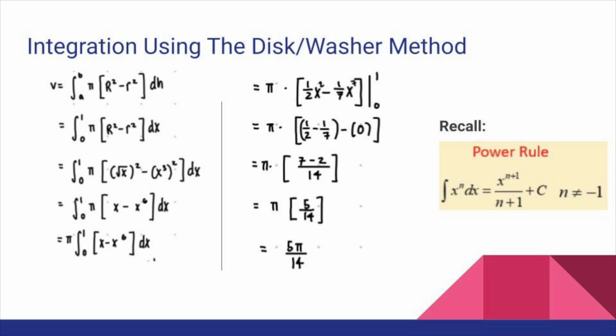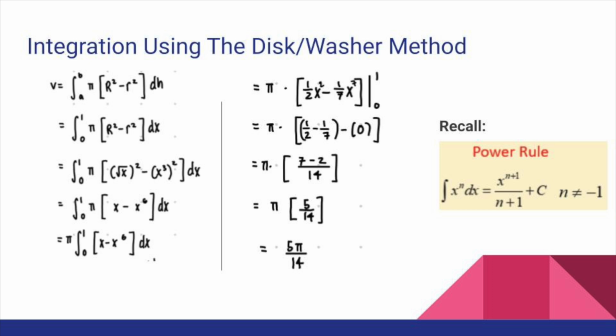Going back to our problem, we will then apply the power rule for integration. When we integrate x, we get 1/2 times x to the power of 2. When we integrate x to the power of 6, we will get 1/7 times x to the power of 7. Ultimately, we will get 1/2 times x to the power of 2 minus 1/7 times x to the power of 7.